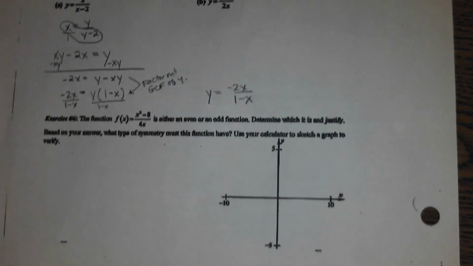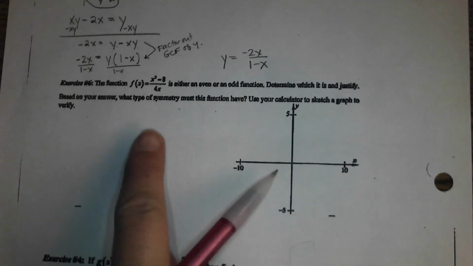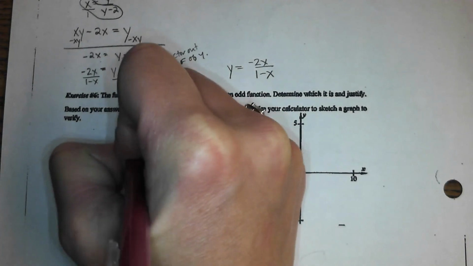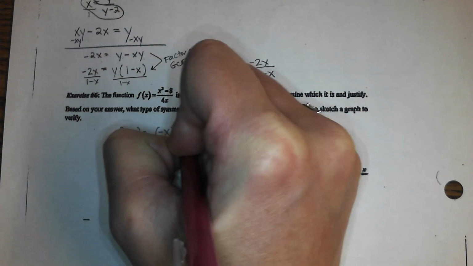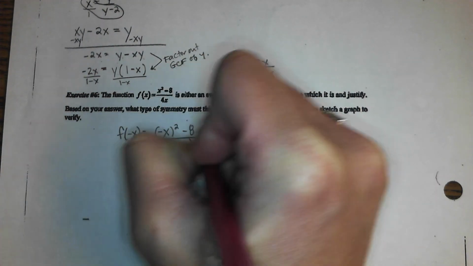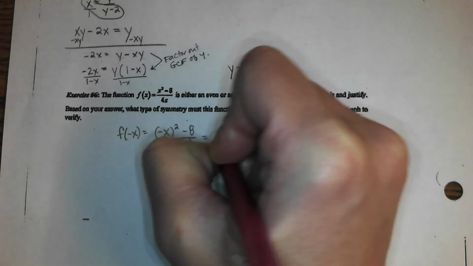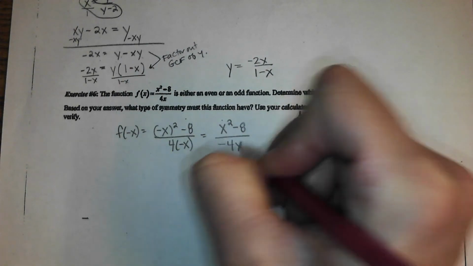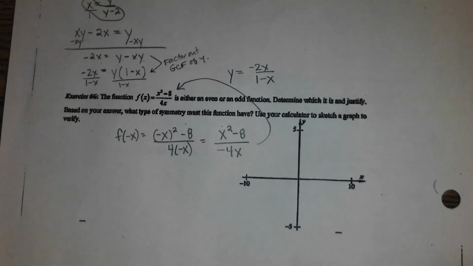Okay, even and odd functions, algebraically, plug in negative x, see what you get. So if I plug in negative x, I'm going to get negative x squared minus 8 over 4 times negative x. And then I'm going to compare that to my original. Is it exactly the same? Is it the perfect opposite? Yes. And we kind of had one like this on our test because it was a fractional one on our test on Friday. If just the numerator or just the denominator is negated, then yes, it's a negated version. So this is odd.